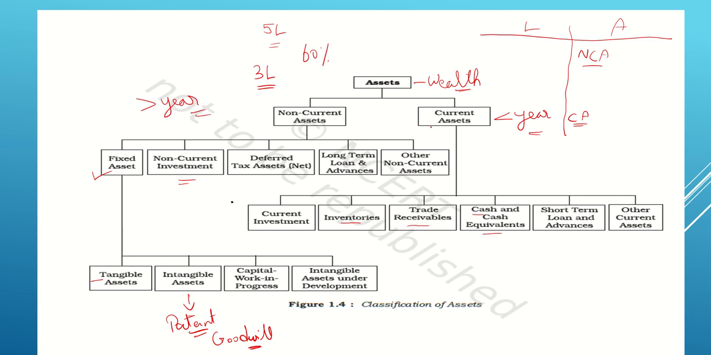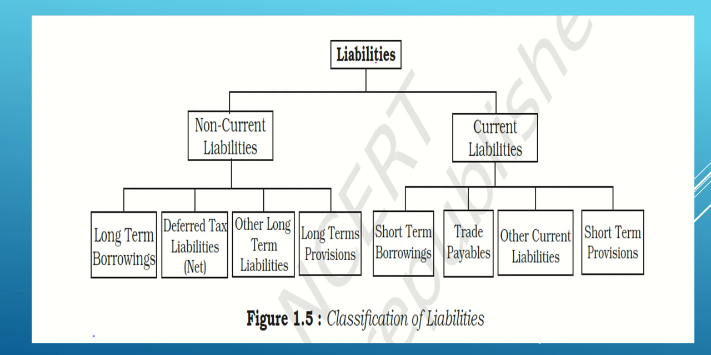Okay. So in the balance sheet we have seen the asset side. Now let's see what liabilities have to do. Liabilities means something that the company owes to others. The company has to pay in the future. So they are also of two types, non-current liabilities and current liabilities.